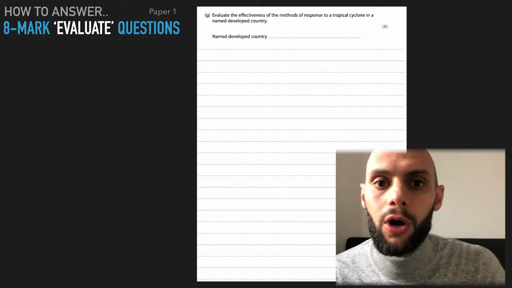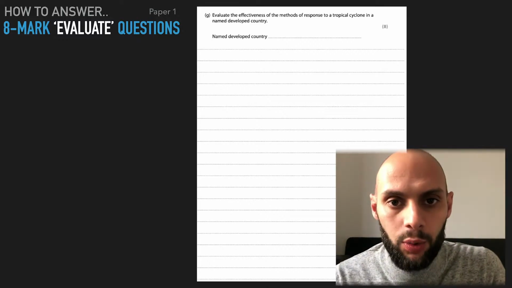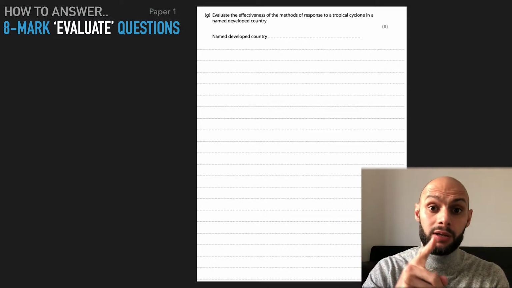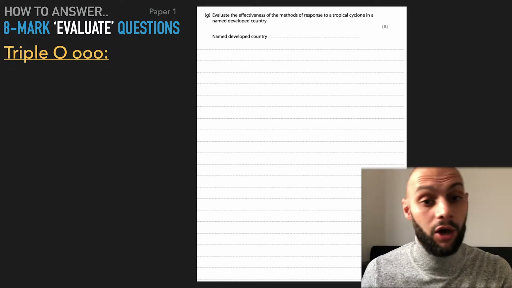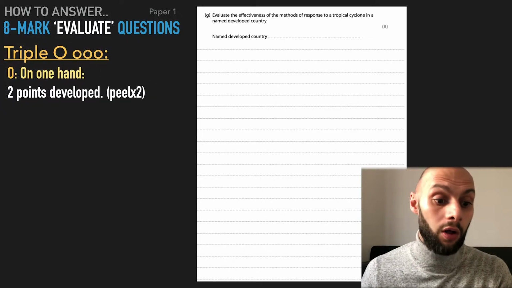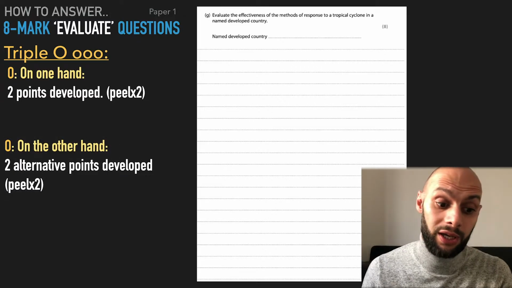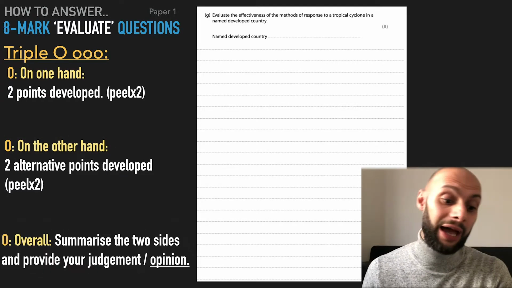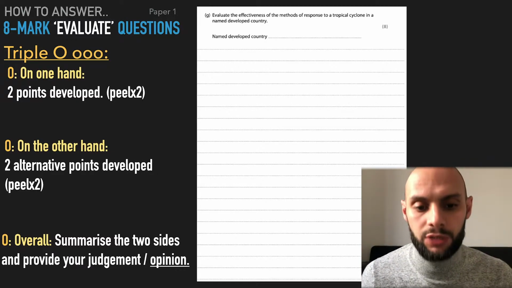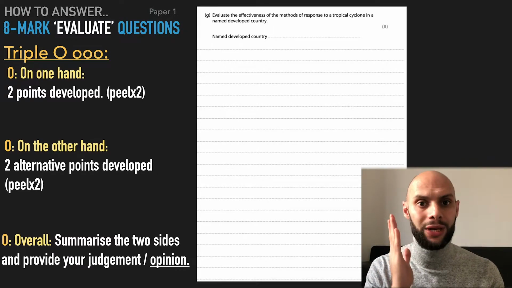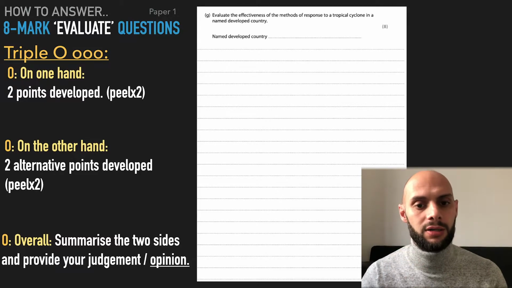An example of an 8-mark evaluate question. Okay, remember the rule, the 3 triple O's, yeah? On the one hand, on the other hand, overall. So on the one hand, you're going to make 2 points there. On the other hand, you're going to make 2 alternative points. And overall, you're going to summarize them and provide a conclusion, a judgment. Very, very important. Come to a judgment. Clear. That's what they're asking for.